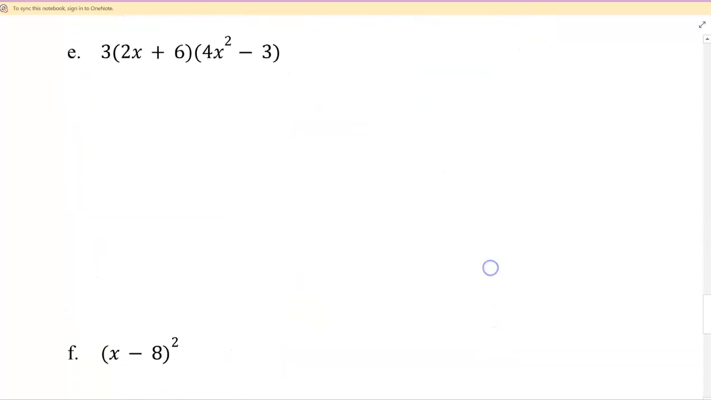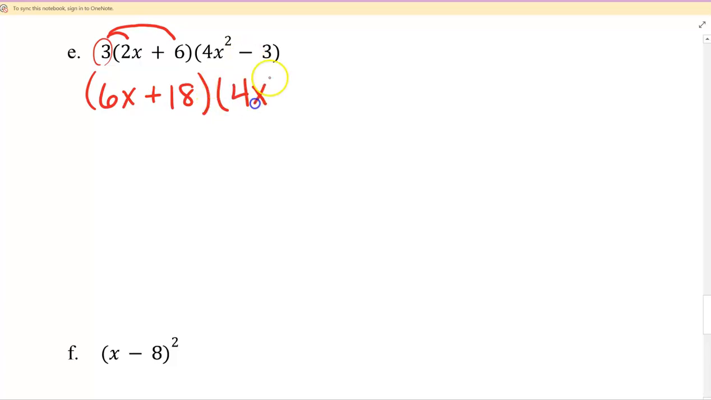Okay, this one's a little bit different because we have a number out front. So on this one, what you're going to do is multiply this 3 into one of these equations. Okay, you're not going to do it to both. So I'm just going to do it to the one after it. So I'm going to go 3 times 2x is 6x, plus 3 times 6 is 18. And then I'm just going to bring that other one down. Again, I'm only multiplying into one of them, not both.